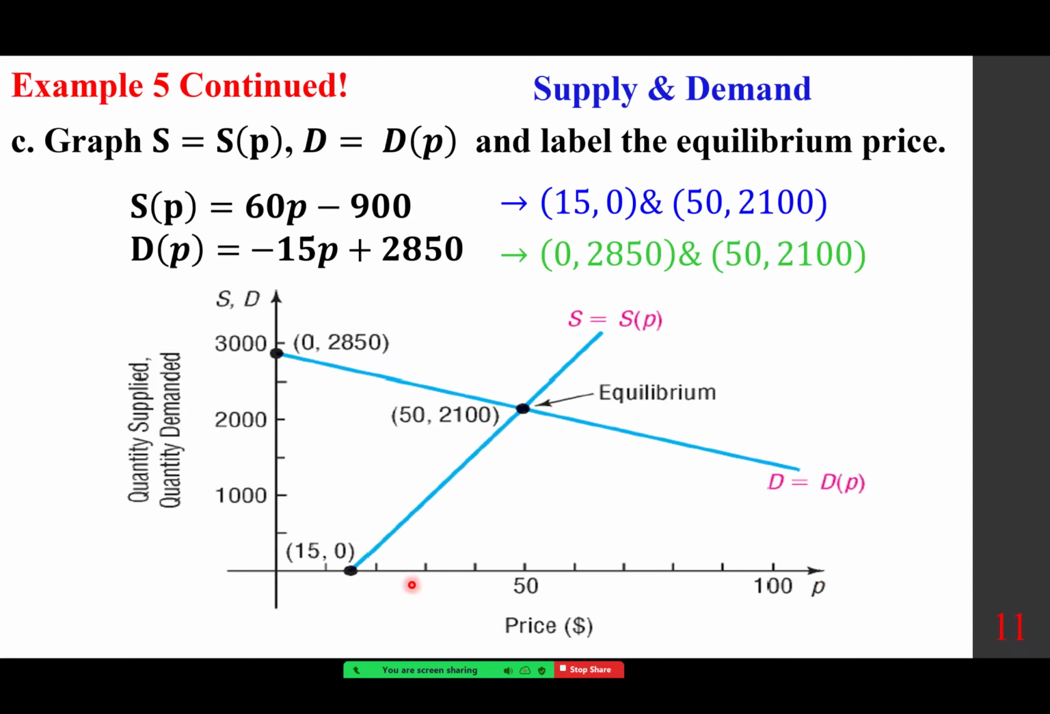P is the price. We can't have a negative sign. Okay, everybody. So we have a couple of pairs. We have the graphs, and when they intersect, that's the equilibrium point. Price, quantity.